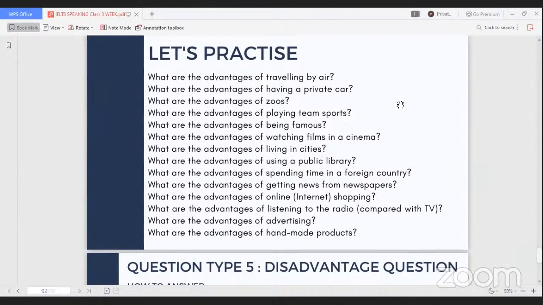Next one. What are the advantages of getting news from newspapers? Okay, getting news from newspapers.